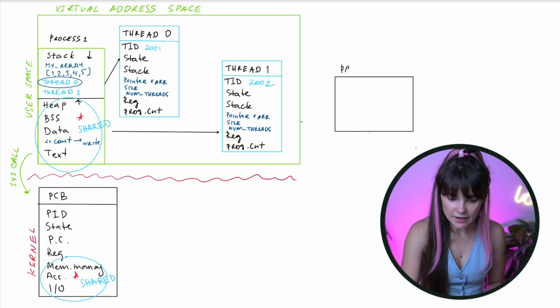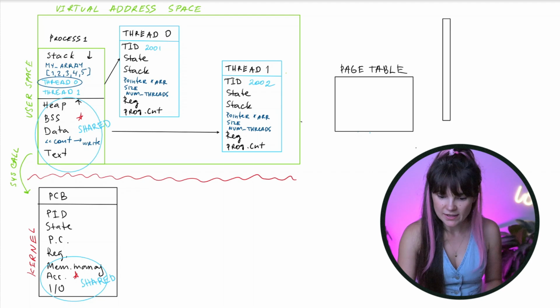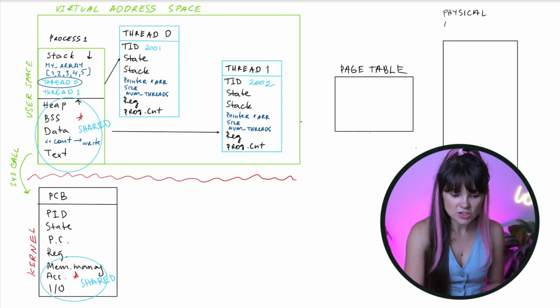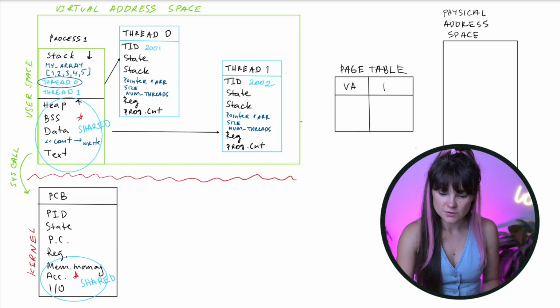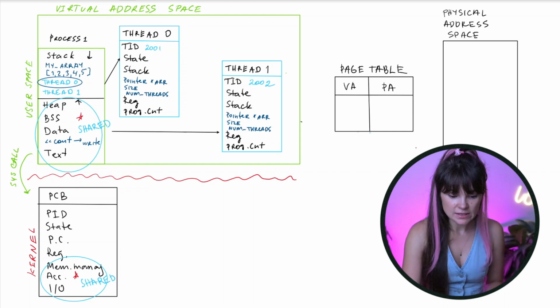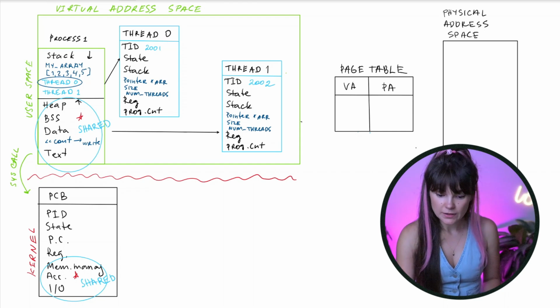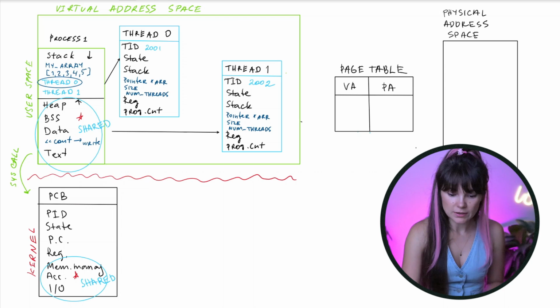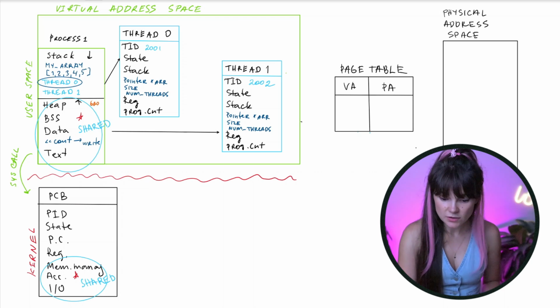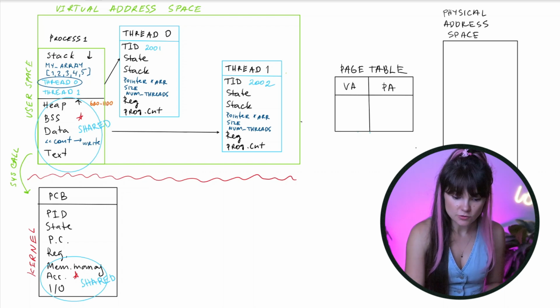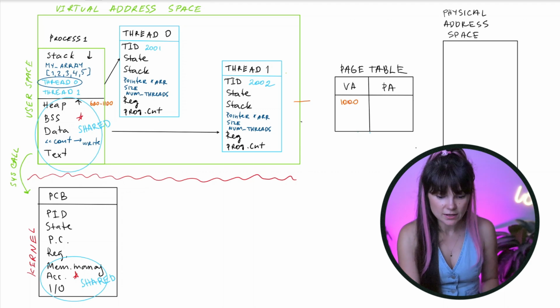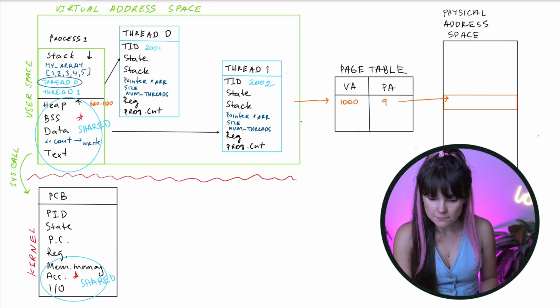Let's enhance our diagram by adding a page table and a physical address space. The page table acts as a translator, converting virtual addresses from our virtual address space on the left to physical addresses in the physical address space on the right. Remember, all threads within a process share the same virtual address space. So if our heap ranges from, let's say, 600 to 1100 in the virtual address space, and virtual address 1000 maps to physical address 9 for one thread, it will map to the same physical address 9 for all threads in a process.